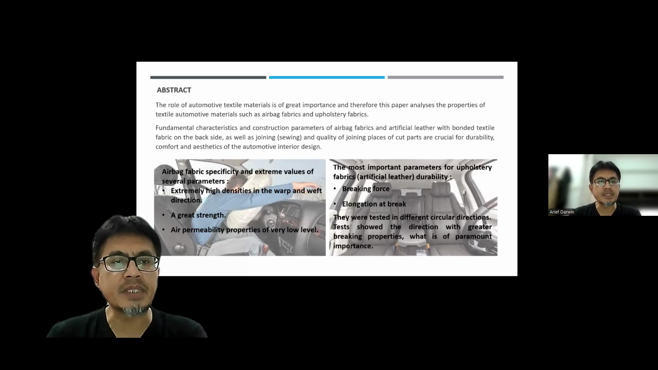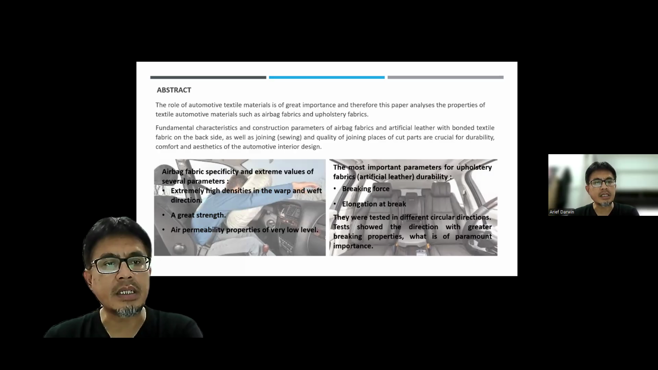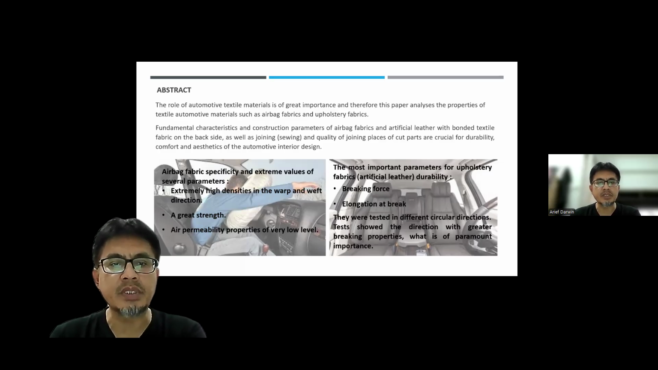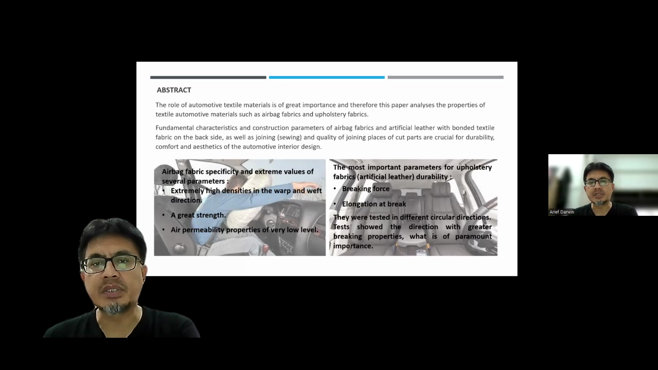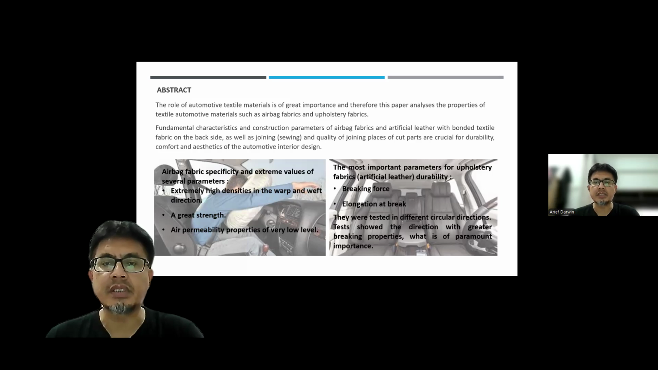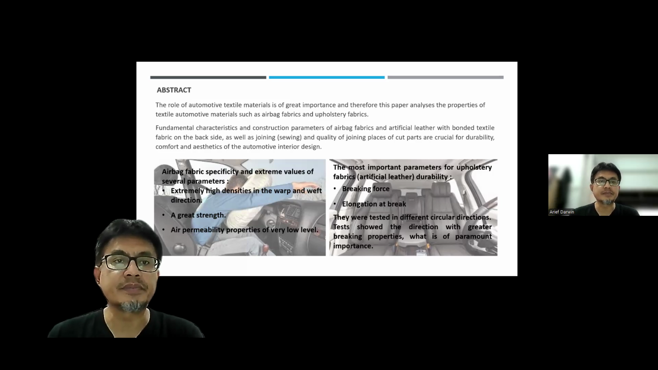For the airbag fabric, the specificity and the extreme values of several parameters are extremely high densities in warp and weft direction, great strength, and also air permeability at a very low level. The most important parameters for the upholstery fabric or artificial leather durability are breaking force and elongation at break. They were tested in different circular directions. The tests show the direction with the greater breaking properties, which is of paramount importance.